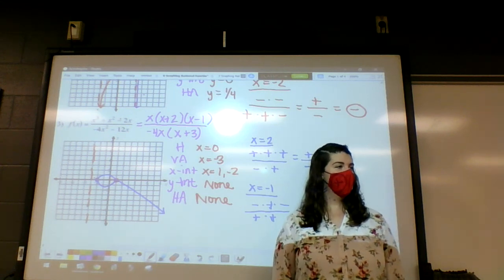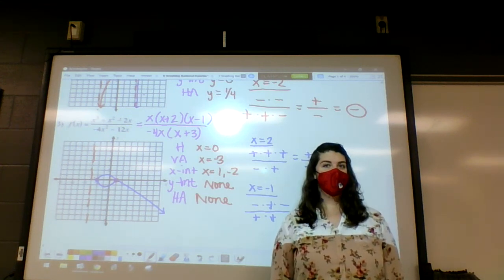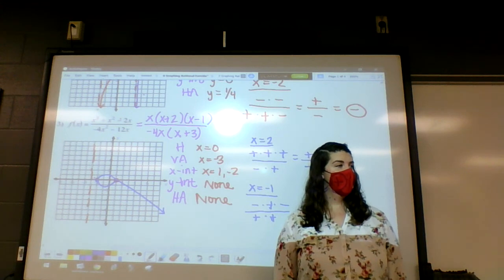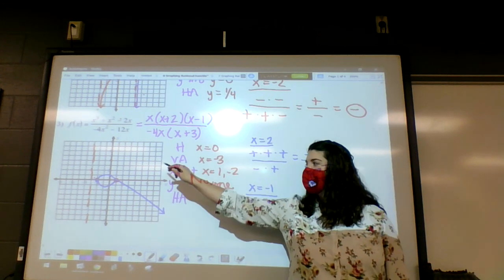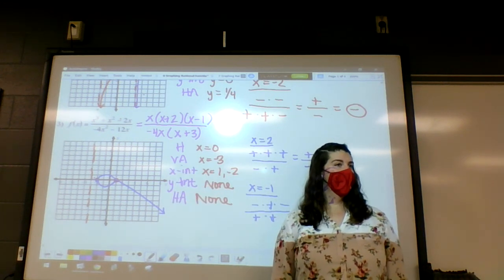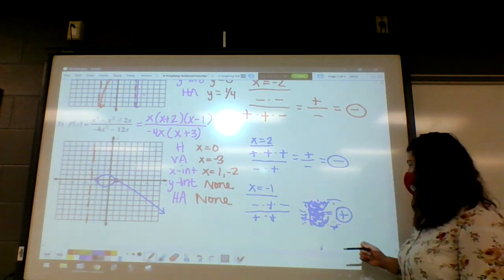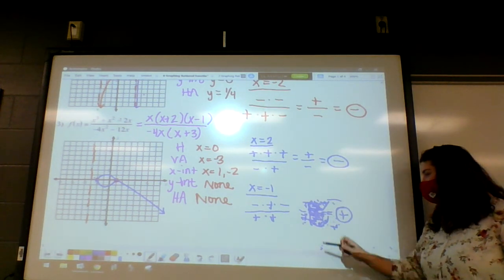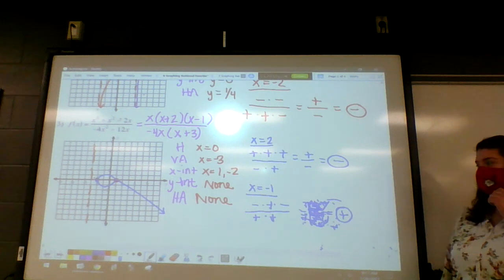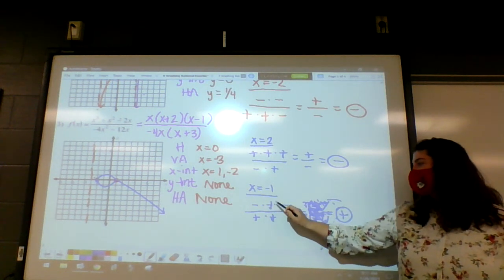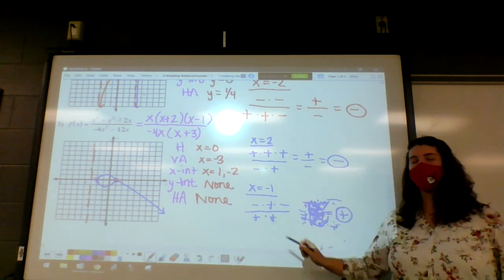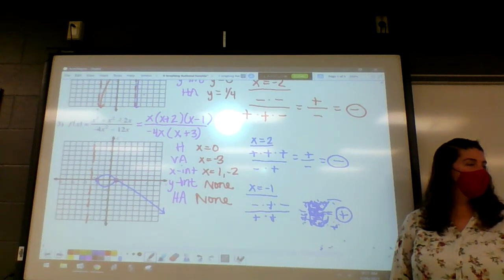Do you have a verdict? Yes. You think you know? Positive or negative? Does it go up into positives or down into negatives? Positives. I also got a positive. So I had negative, positive, negative on the top, positive, positive on the bottom, which leaves us with a positive.